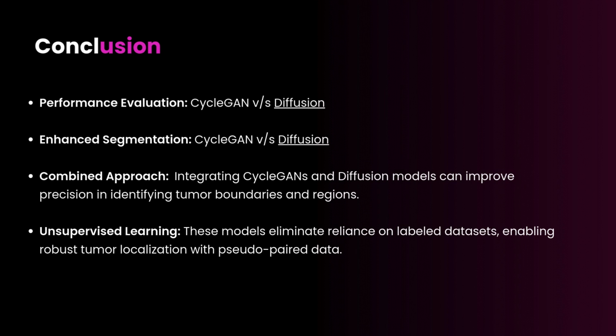For the combined approach, integrating CycleGANs and the diffusion model, we have improved the accuracy of detecting tumor boundaries and regions. Now these models use unsupervised learning, which means they don't need labeled data, making it possible to accurately locate tumors with only partial data or simulated data, that is pseudo-paired data.